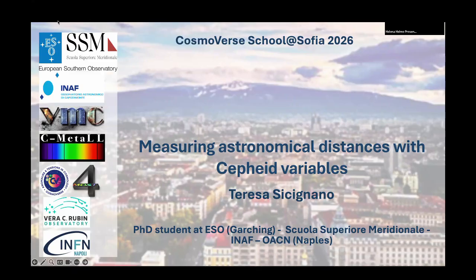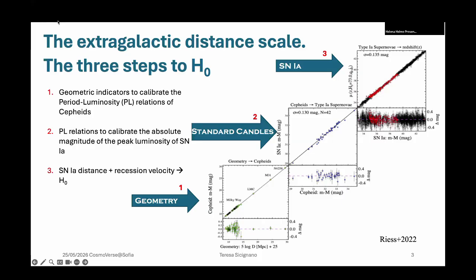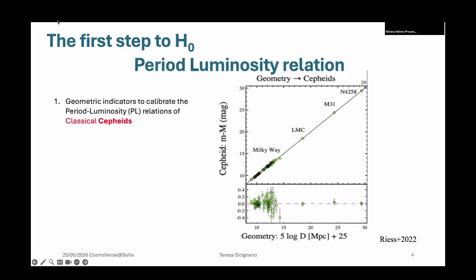So let's start from this plot. I will focus on the first step of the extragalactic distance scale, that is the period-luminosity relation of classical Cepheids. We already know that this first step is important and crucial because it will serve to calibrate the supernova Ia distances and then to measure the H zero.